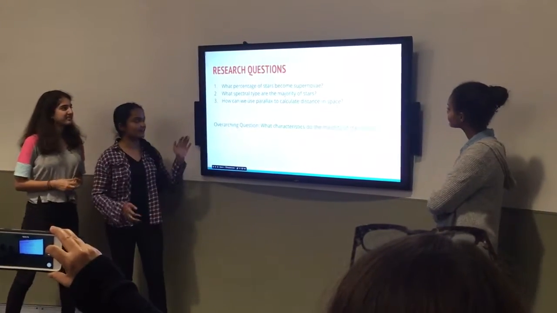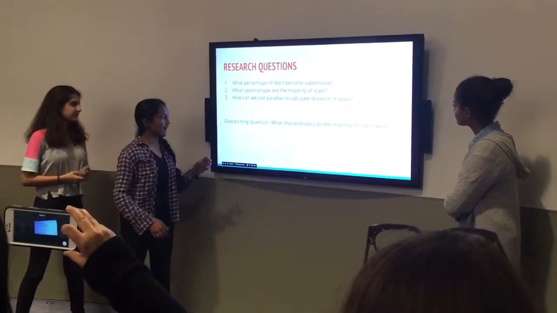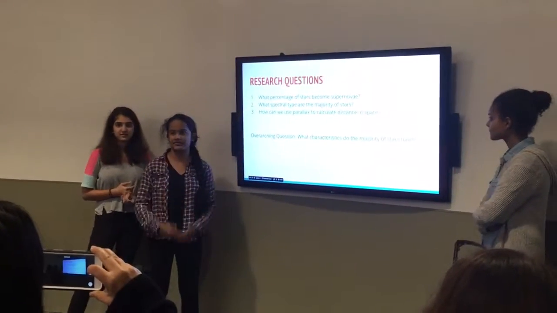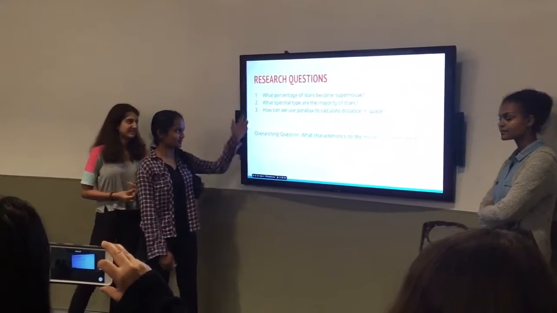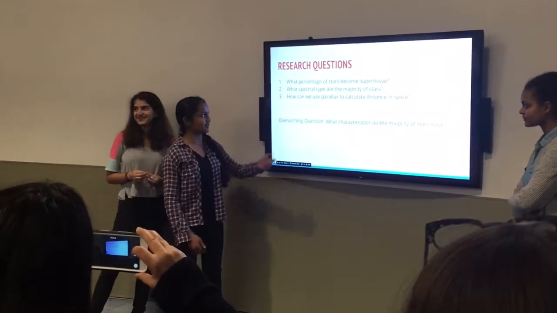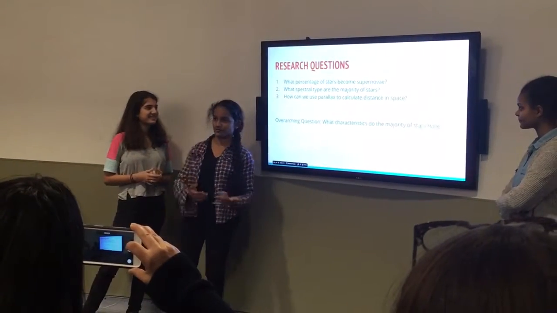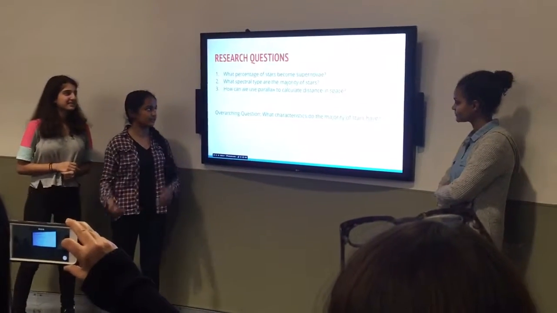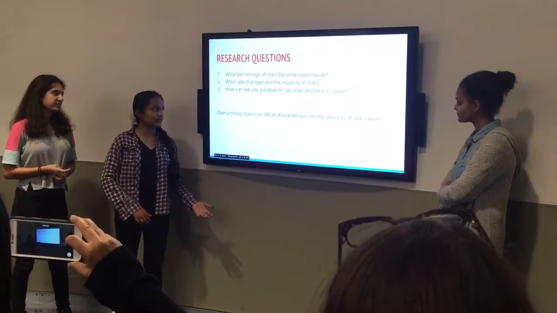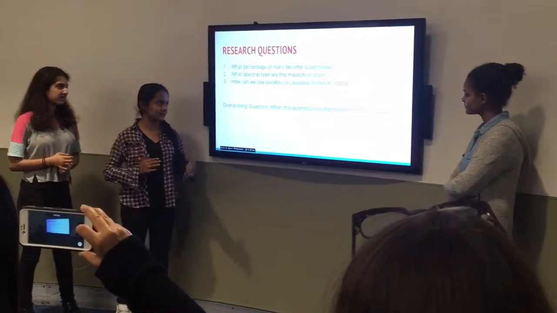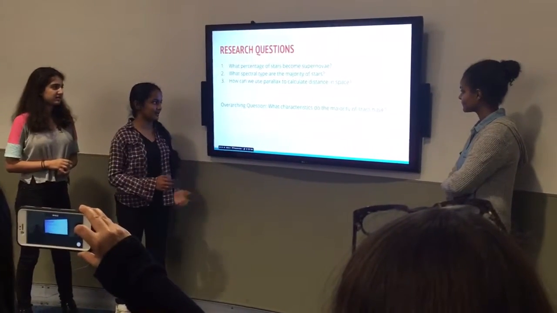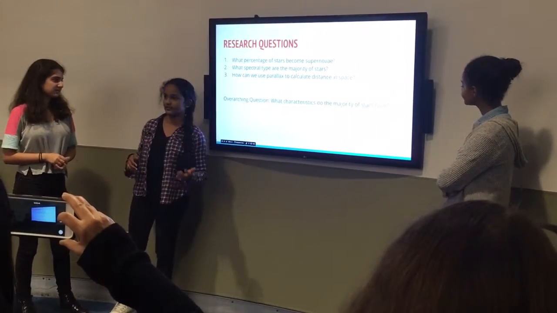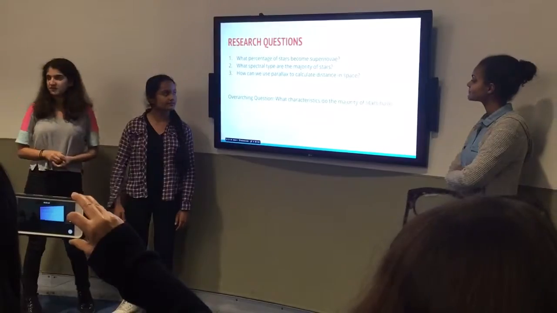So these are some of our research questions, and as we explored our data, it's such a huge data set that we just kept coming up with them, and we thought, hey, why focus on one when you can have 3? Our first one was, what percentage of stars become supernovae? That was the one we started with. Second one was, what spectral type are the majority of stars? And our third one was, how can we use parallax to calculate distance in space? Hannah will explain more about that. Overall, we just wanted to explore the characteristics of the majority of stars in our universe.